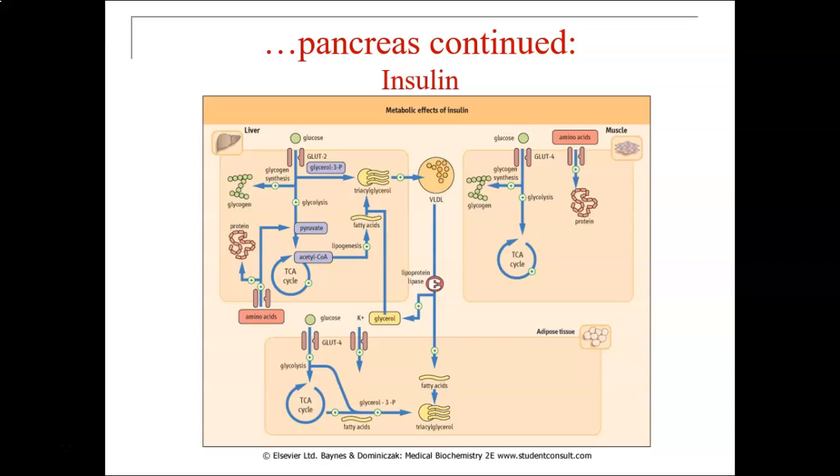skeletal muscle cell. The one thing about the liver: the hepatocytes, the liver cells, actually don't have a receptor for insulin. Now you might think, well, if they don't have a receptor for insulin, they don't respond to the insulin.